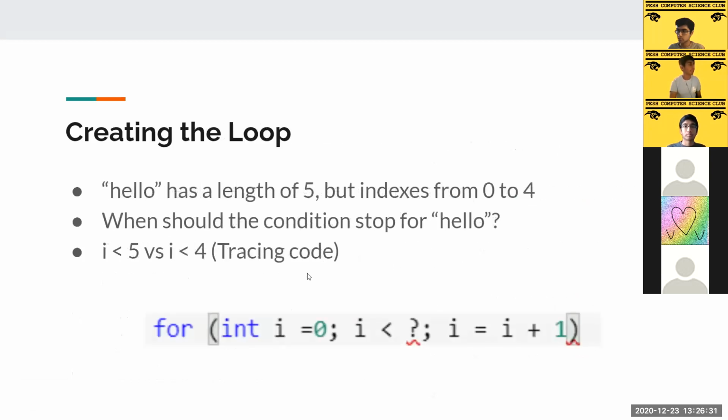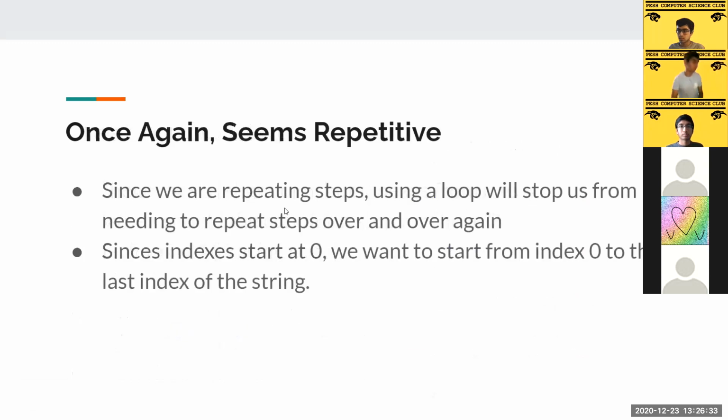So let's figure out where we want to start our for loop and where we want to end our for loop. Because indexes begin at 0, we want to start at the very beginning of the word, so at the 0th index, to the last index of the string. Okay.